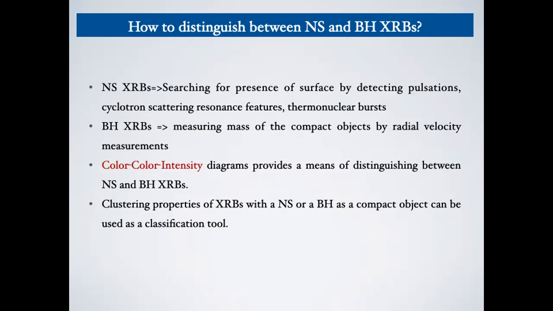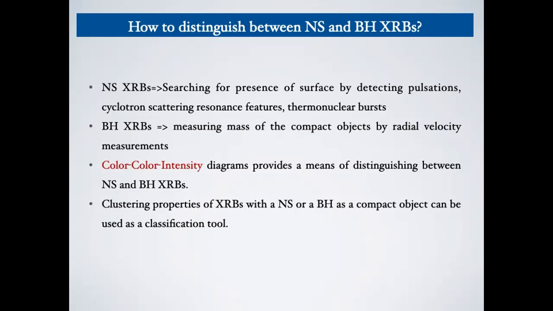The other indication of the presence of a surface is if you have cyclotron resonance scattering features. These are magnetized objects, so the magnetic field gets split into Landau levels. And then if you have an electron moving in it, when it makes a transition between the Landau levels, you get an absorption in the spectrum, or if it's an optically thin plasma of, say, a white dwarf, you see them in emission. So this is one sure shot method of saying that this compact object has a surface and a high magnetic field.